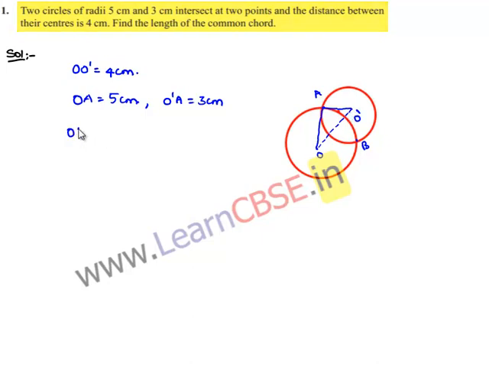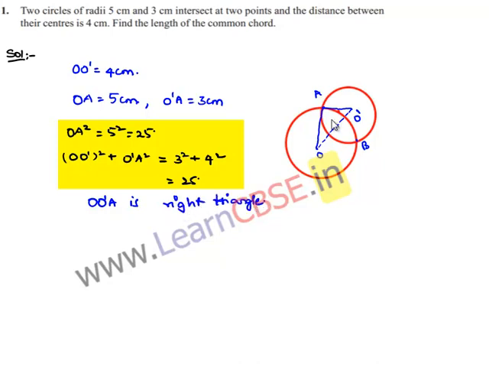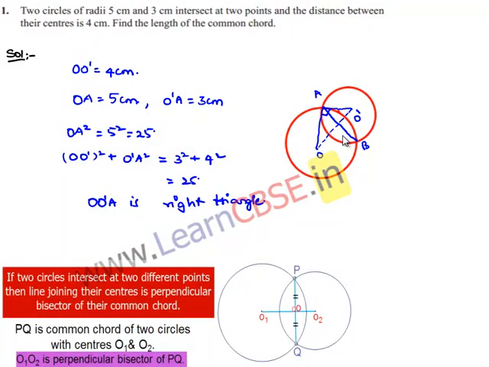Now OA square is equal to 5 square, which is nothing but 25, and also OO dash square plus O dash A square is nothing but 3 square plus 4 square, that is 25. Therefore, triangle OO dash A is a right angle triangle. And now let us join AB, that will be the common chord.